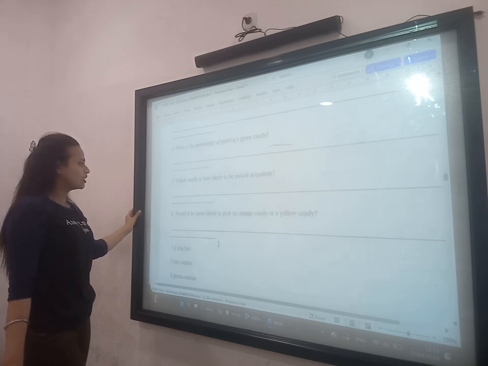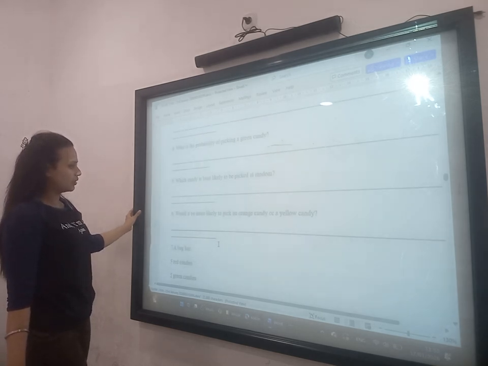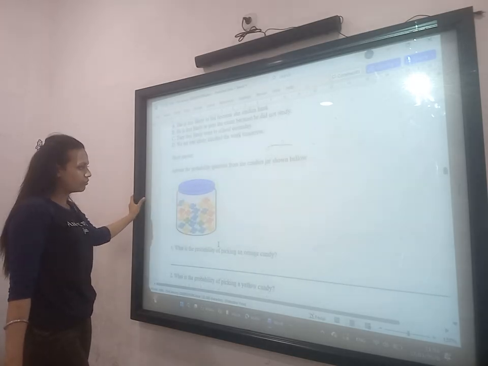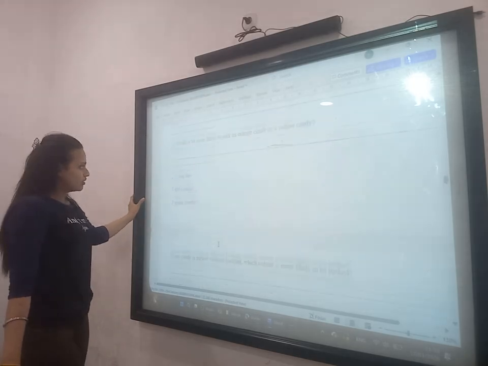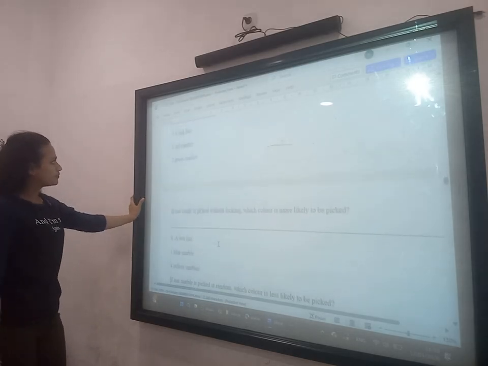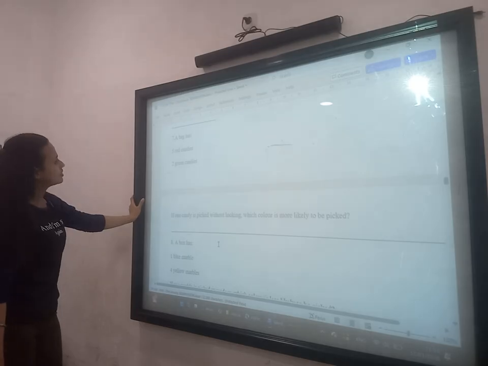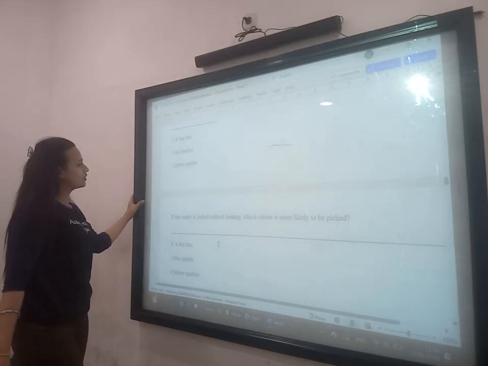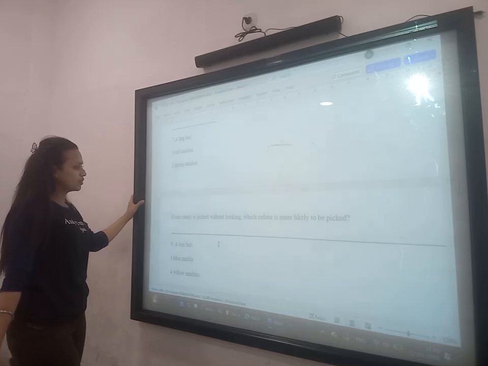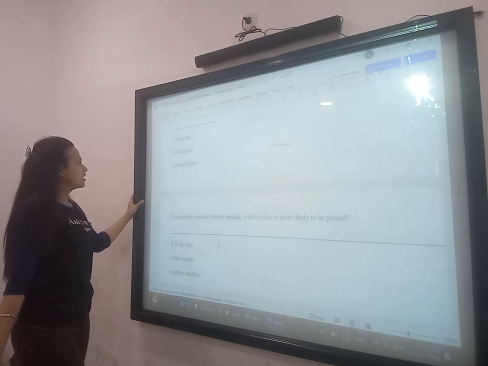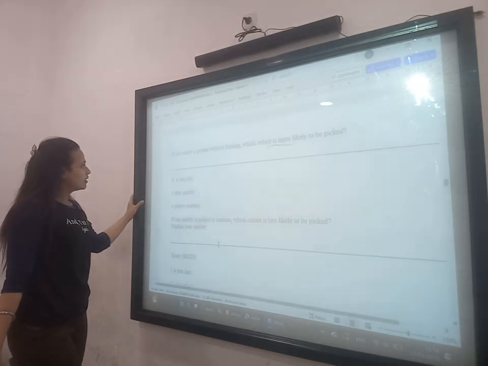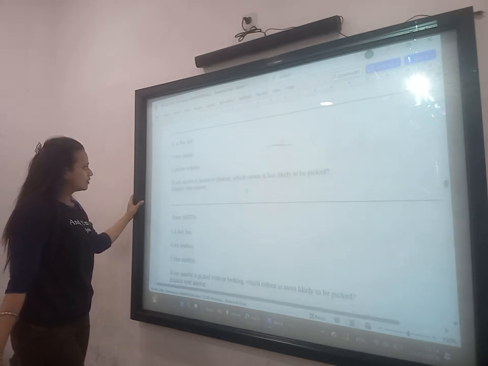Next, will it be more likely to pick the orange candy or the yellow candy? The yellow candy will be more likely. Number 7. A bag has 5 red candies and 2 green candies. If one candy is picked without looking, which color is more likely to be picked? It is the red candies. Same question as before.